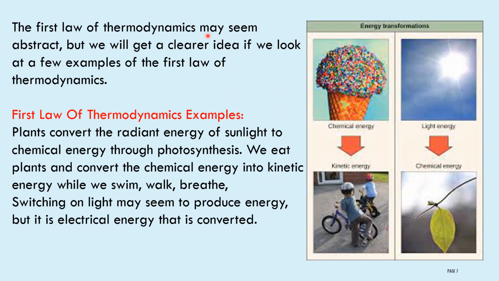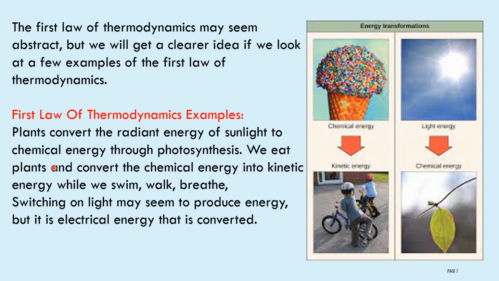The first law of thermodynamics may seem abstract, but we get a clear idea if we look at a few examples. We may feel it is abstract, but when we study it with examples, we can understand it very clearly. First law of thermodynamics examples: plants convert the radiant energy of sunlight to chemical energy through photosynthesis. Plants prepare food with the help of sunlight, converting radiant energy of sunlight to chemical energy through the process of photosynthesis.